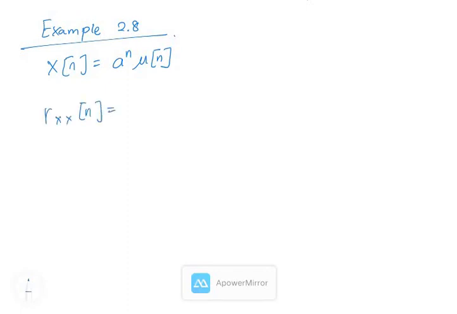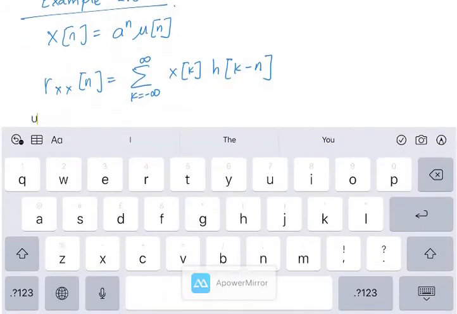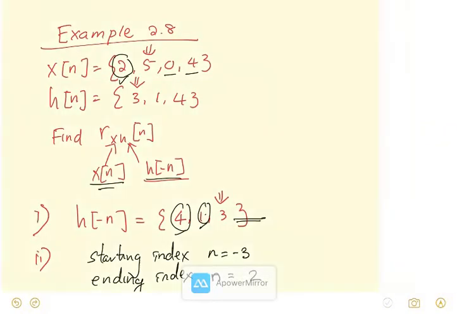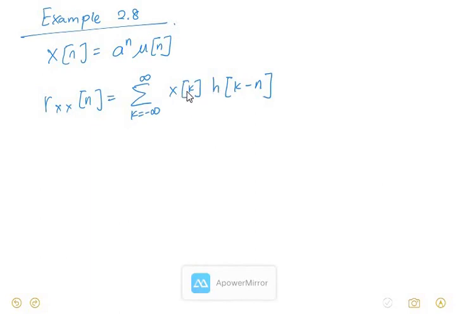Rxx[n] equals the summation from negative infinity to infinity of x[k] x[k minus n]. This is the formula that you need to remember. So how to solve this one? If you look at x[k], compared with x[n], the difference is that one has n and one has k. So in terms of k, the n in x[n] should change to k.